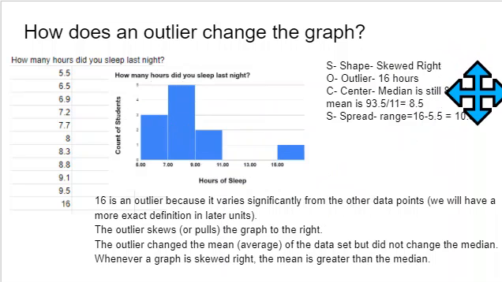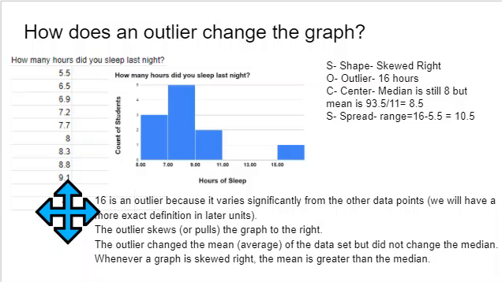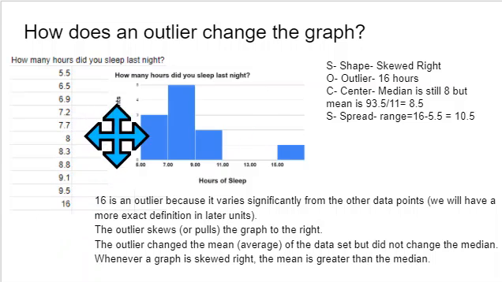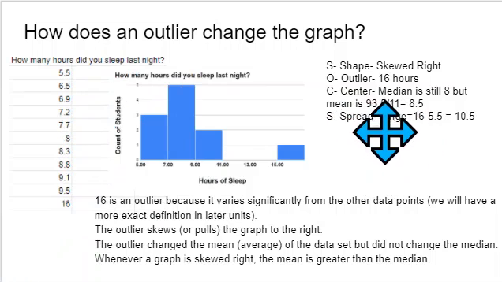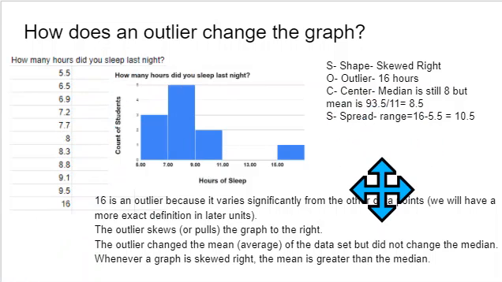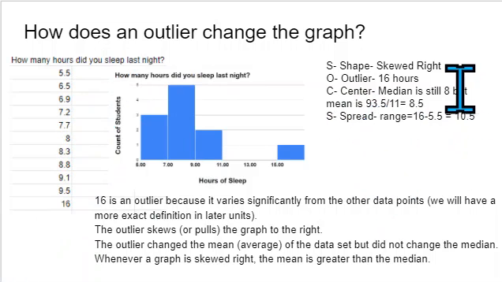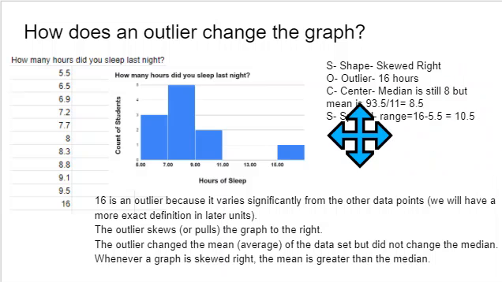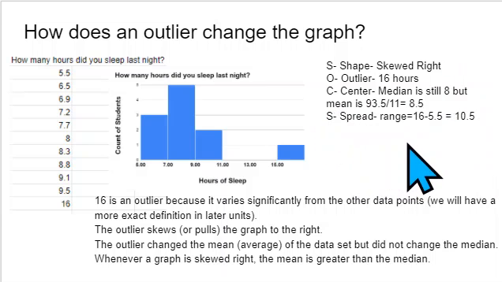The center, we can say the median is still 8. 8 is still the middle number. But now the mean, if I add up all these numbers, I get 93.5. Divide it by 11 numbers, and now my mean is 8.5. The spread, which we'll describe with the range, is the largest minus the smallest, and I get 10.5.